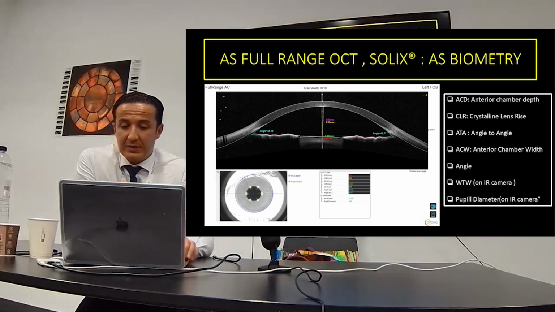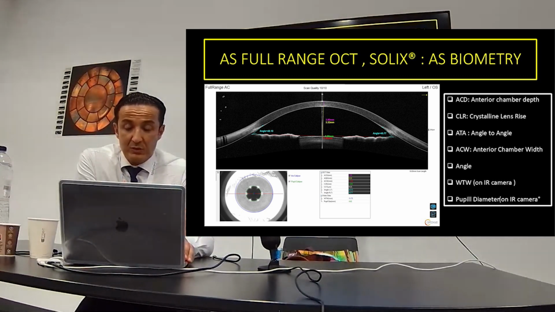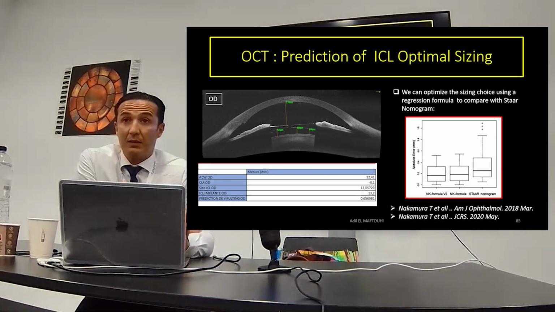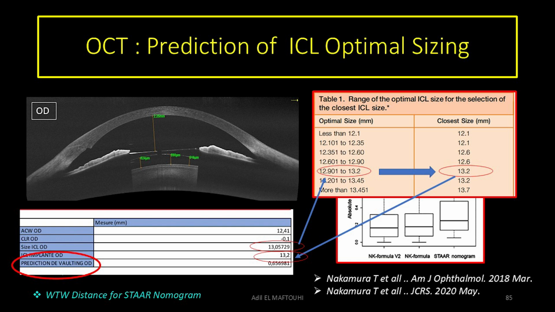And look here, now is upcoming software with automatic biometry, and you can use this information to help the choice of ICL diameter using the regression formula such as the Nakamura formula, and you can predict also the vaulting before the surgery.